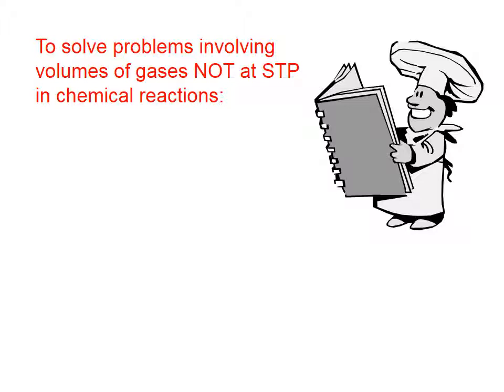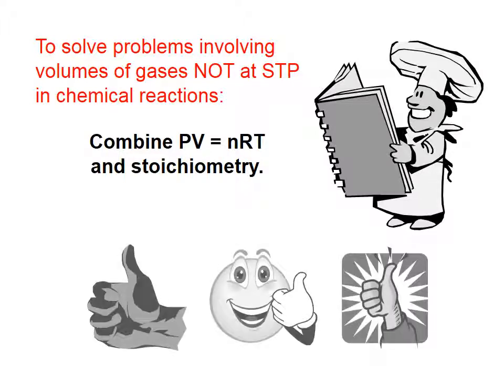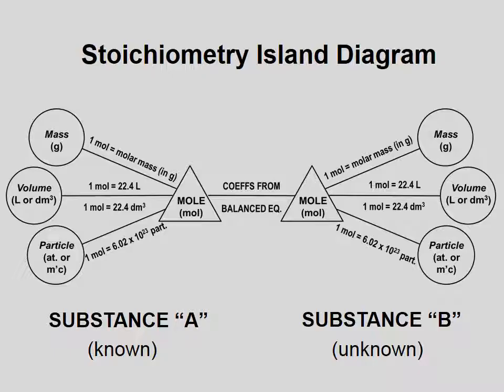To solve problems involving volumes of gases not at STP in chemical reactions, we need to combine the ideal gas law with stoichiometry. In earlier lessons, I've introduced and used this stoichiometry island diagram. The left and right sides here are mirrored. The middle island on the outside is volume of gases at STP.